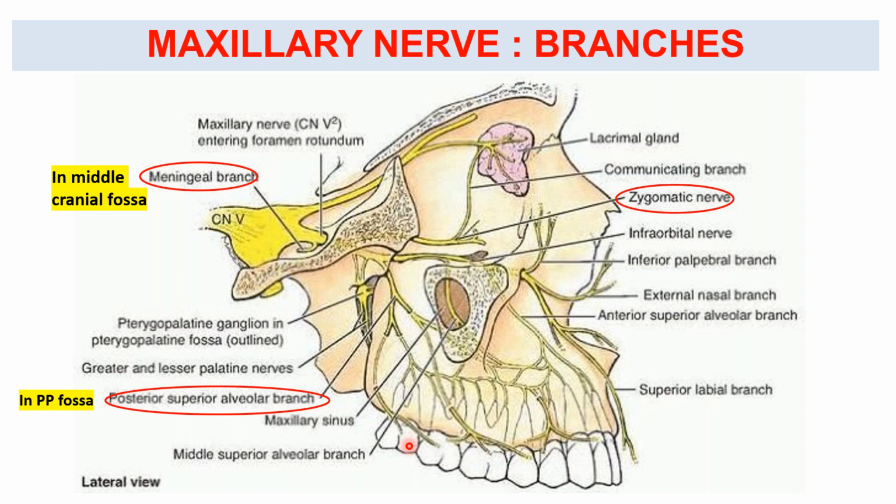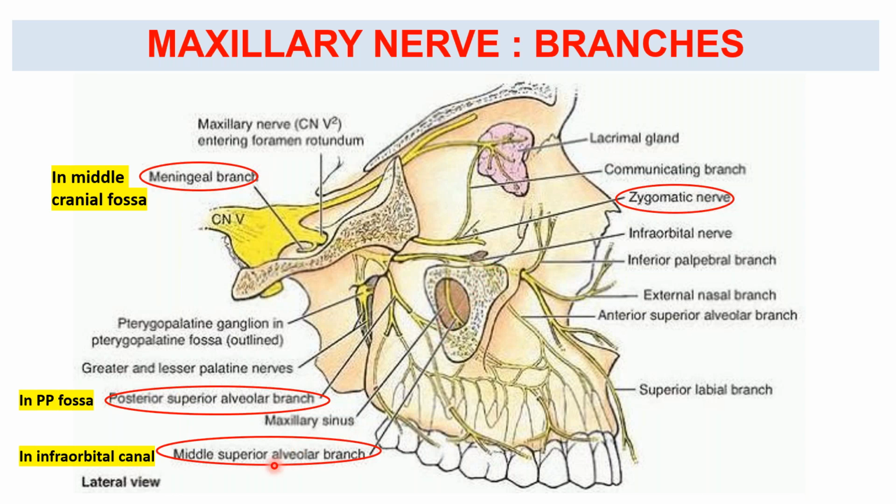Then is the zygomatic nerve, which is also given in the pterygopalatine fossa. Then along with these two nerves, there are ganglionic branches given by the maxillary nerve, which reach the pterygopalatine ganglion. Now we have reached the infraorbital canal.